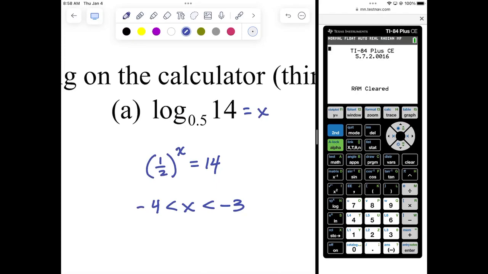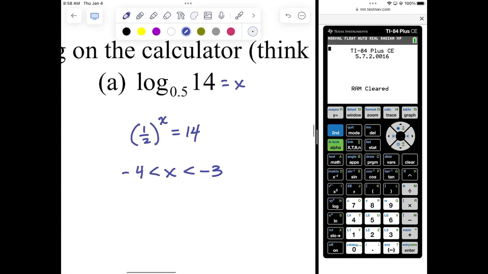exactly what it is. To do this on the calculator, we're going to need to do the change of base formula. So we're going to say that this is equal to the natural log of 14 over the natural log of 0.5. Okay? We could choose any base, but I prefer to use the natural base. We write it out on our paper first, and then we type it into the calculator. On our quiz, I'm going to want to see this. This is going to get a check right here.